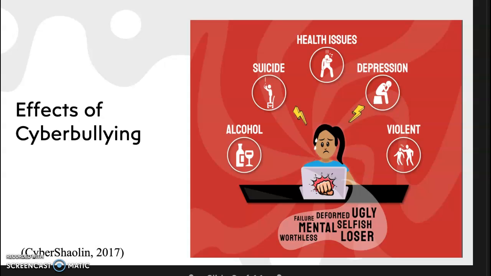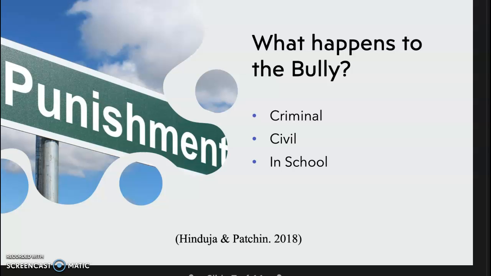There are multiple effects of cyberbullying, and those can include alcohol abuse, suicide, sometimes called bullycide, health issues, depression, violent tendencies. Any of these things can happen to our students who are cyberbullied. The bully himself may end up with consequences in or out of the school. Out of the school would be through criminal or civil channels.